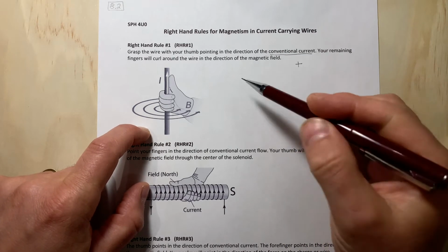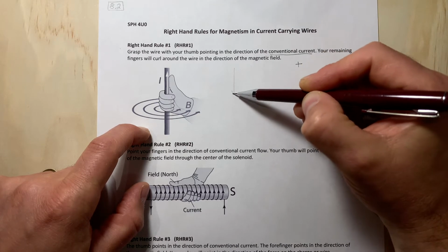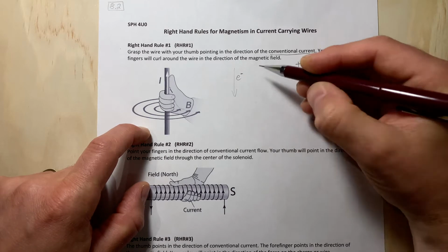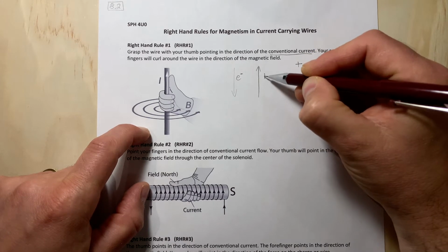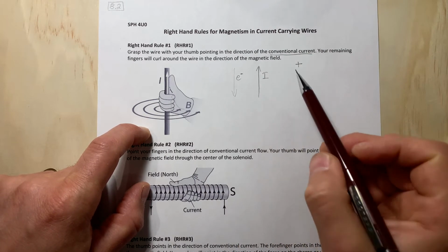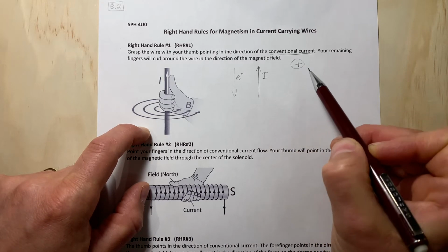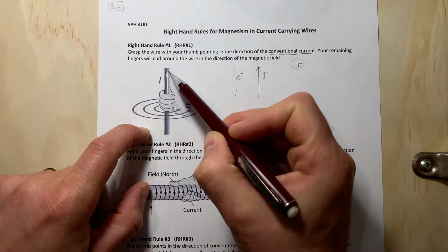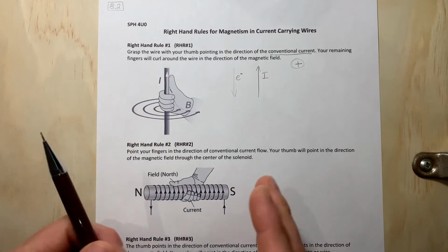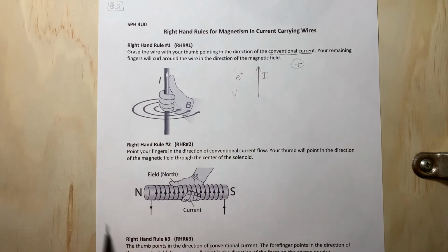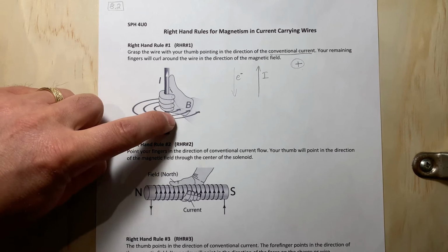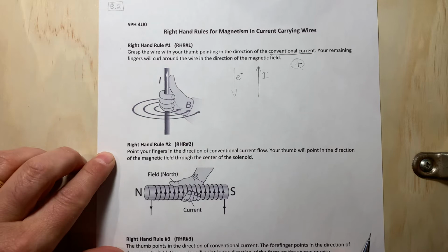We just have to remember if electrons are actually flowing this way, let's put a little e here, that means conventional current, I, is flowing in the opposite direction. That's a little confusing, but all these right-hand rules assume conventional current, the flow of positive charge. If positive charge flows this way, we grab with our right hand, and the fingers show the direction of the magnetic field, the B field.